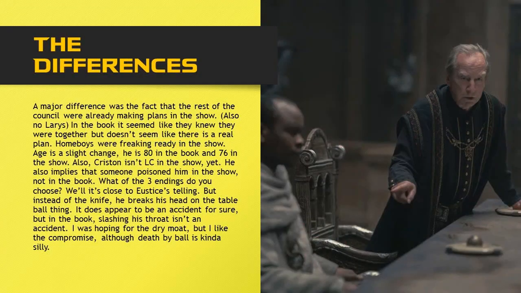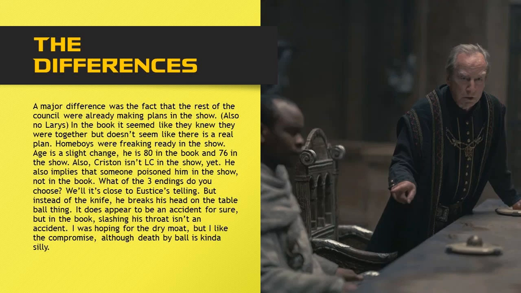So Alicent's like, hey, Viserys said it's Aegon. And they're like, well, we've been making plans for years anyways. So guys, plan A. And everyone's like, really? It's like, yep. Jasper Wylde, Tywin Lannister, Otto, we all have plans. So that was a major change, which I kind of like. Like, why not? They were probably bored. Of course they made plans. Homeboys were ready in this show.